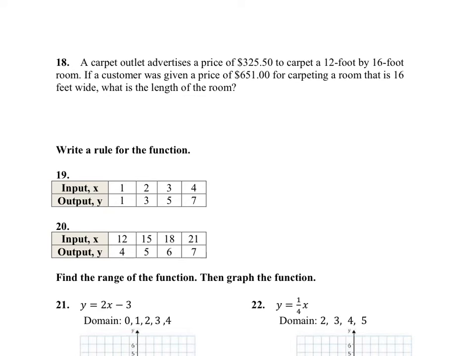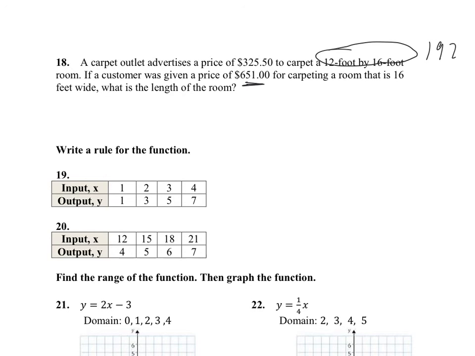Okay, now number 18 does require a calculator. So basically what we want to do is figure out the length of the room for this much carpet if we know its width. The easiest way for me to think about this is, let's find the area so we know how much carpet we're talking about. And if you went 12 times 16, you should get 192 square feet.